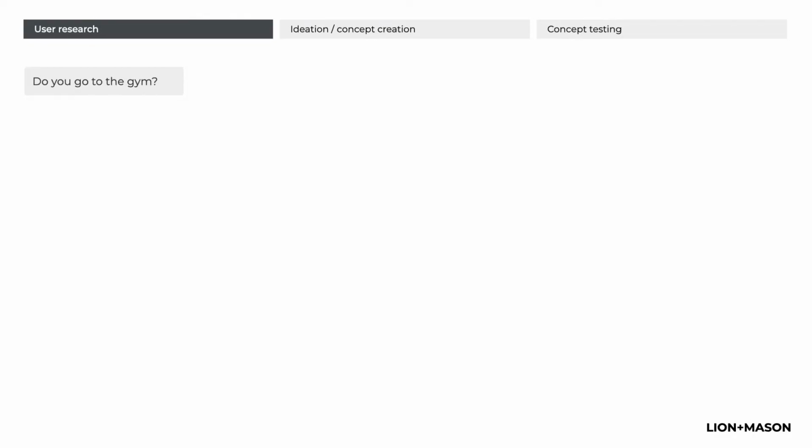So this is from a project looking at healthcare, fitness and health, and about people's attitudes about going to gyms. It's anonymised. So this is the facilitator in grey. Do you go to the gym?